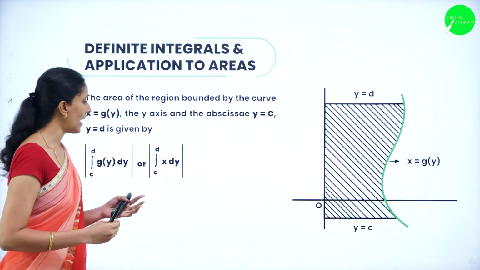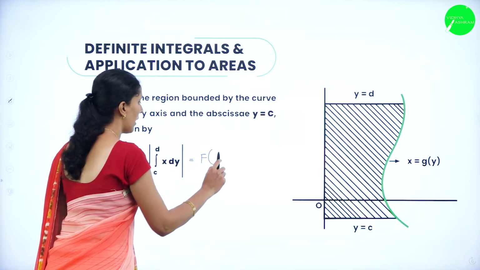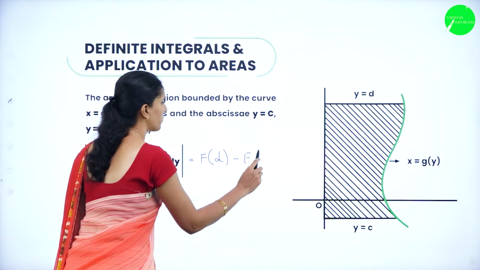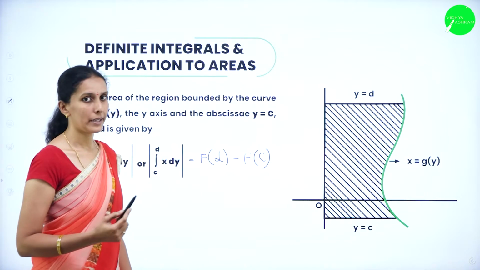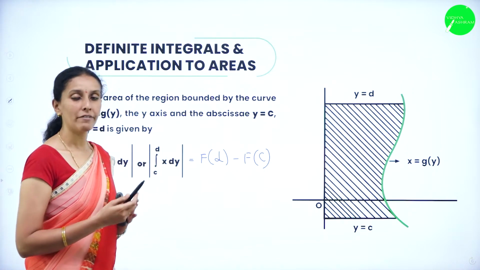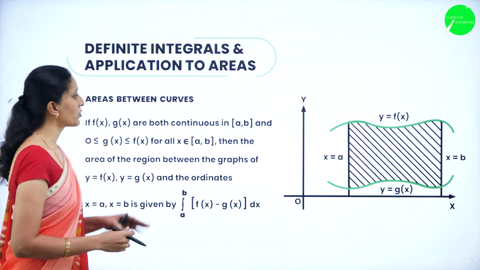So however we calculate, this can be written as F of d minus F of c, where capital F represents the integral value for the particular function. So here we have taken the curve. Next is area between curves.